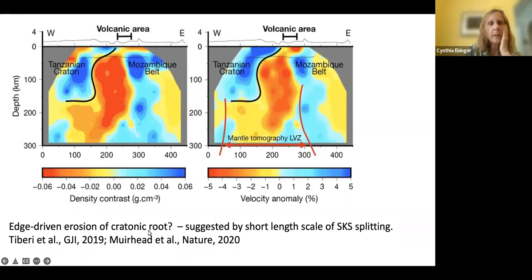This is a joint inversion of density and P-wave velocity by Christel Tiberi and others, published in 2019. And what you can see is thick lithosphere on either side, and then areas with lower density, lower velocity material in a narrow zone that's about 100 to 150 kilometers wide. And there's the possibility that there's actually been lateral erosion of the craton over the past less than 10 million years along this very steep edge. The lithospheric thickness beneath the edge of the craton might be 150 to 170 kilometers. Prior to rifting, there are some kimberlites that say it was probably 170 kilometers thick.